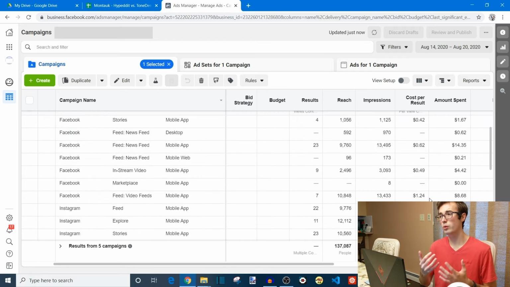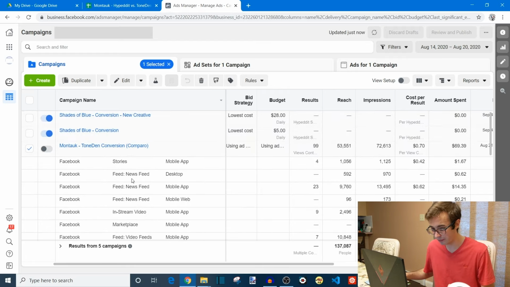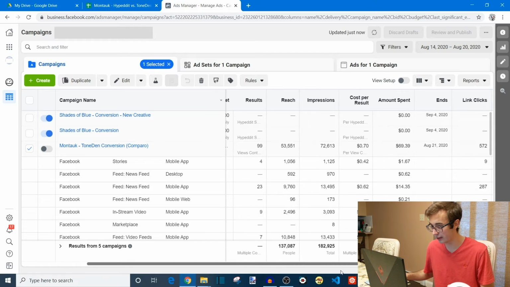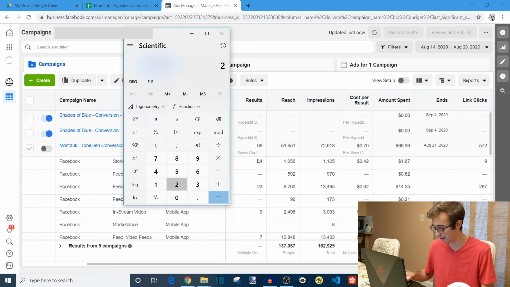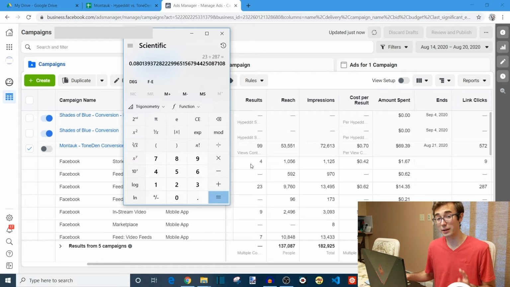Now, that doesn't quite answer the question, why is it that the ToneDen had such a small click-through rate? So all of these things are related. It's coming together like a puzzle. So this is Facebook newsfeed, which I said ToneDen put a lot more of its budget into. And if we look at the number of results versus the number of link clicks, we had 23 results come out of 287 link clicks. So if we do the math, that's probably just less than 10%, but I'll compute it out anyway. Yeah, so that's like an 8% click-through rate, which is really, really bad, actually.